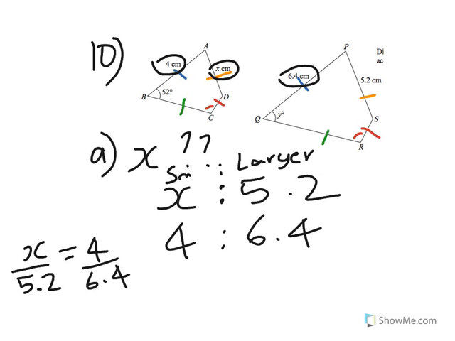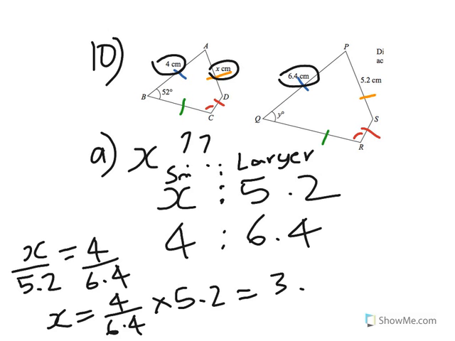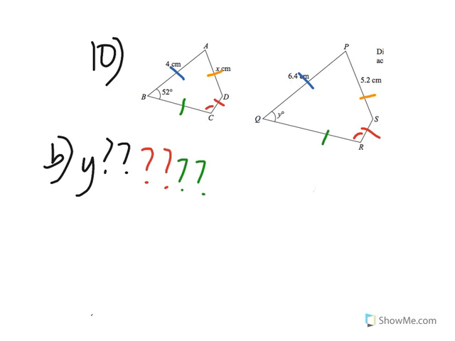All we've got to do is multiply both sides by 5.2. We get x is equal to 4 over 6.4 multiplied by 5.2, and so x is equal to 3.25 centimeters. Now 10b is asking you to find the value of y.